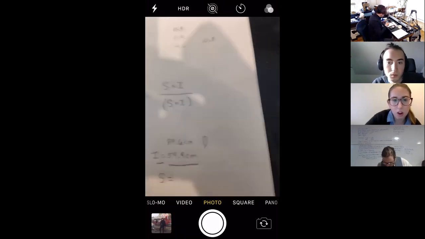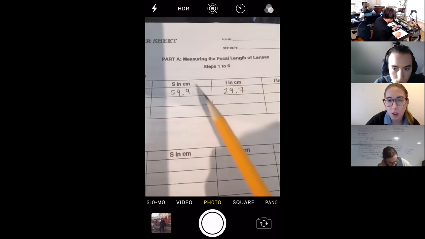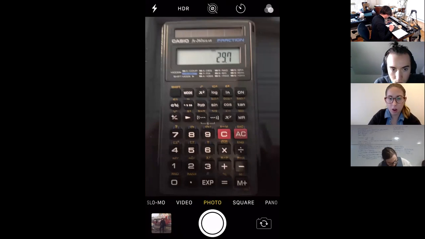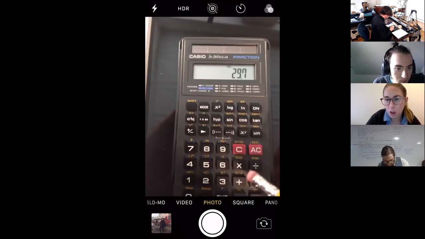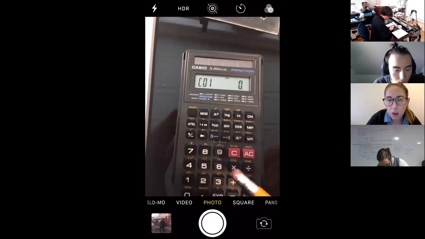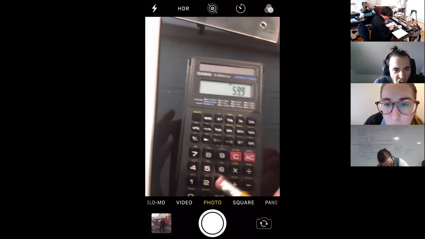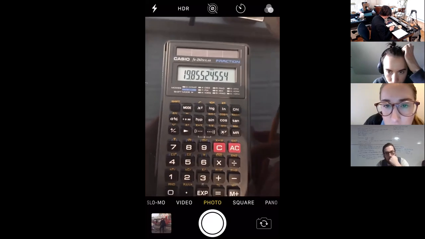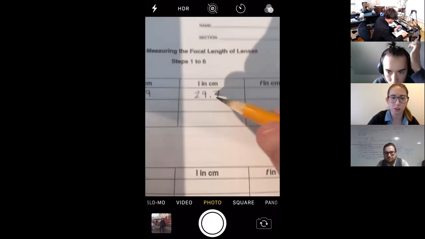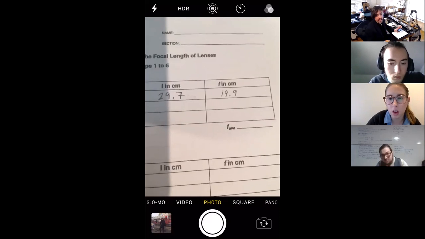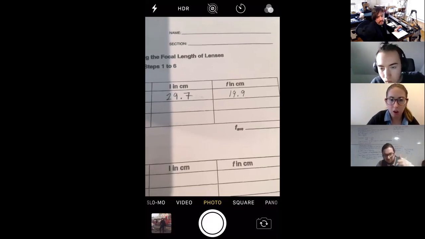Okay, now we have to apply the lens maker's formula. So we have to multiply those two numbers. We have to do 59.9 times 29.7 over the addition 59.9 plus 29.7. Watch me doing the calculator because I'm pretty fast at this. So I'll do 29.7 times 59.9 divide by open parentheses 59.9 plus 29.7. First I close the parentheses and then I hit equals. And I get 19.9. We're gonna keep three sig figs because we have three sig figs there. Got that, class?